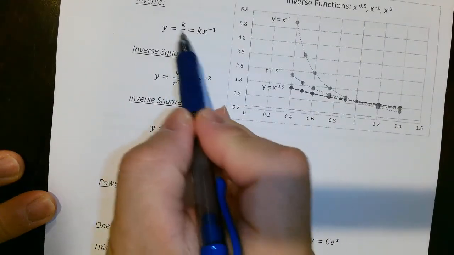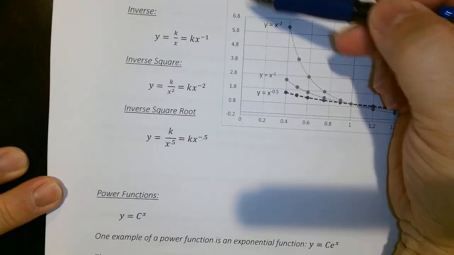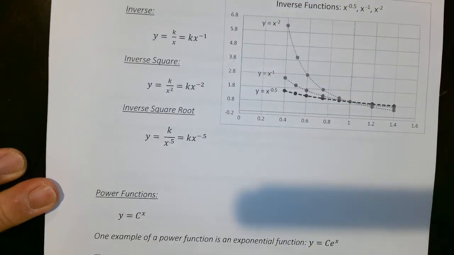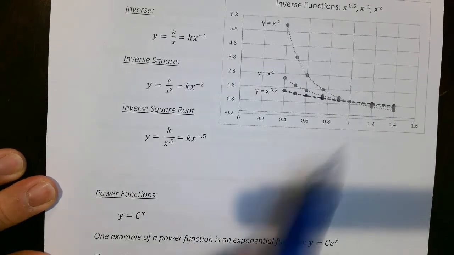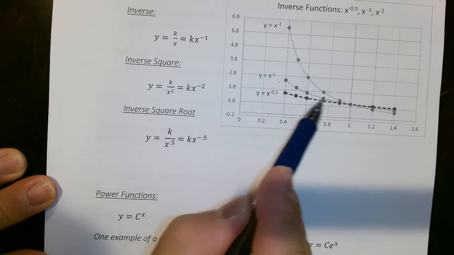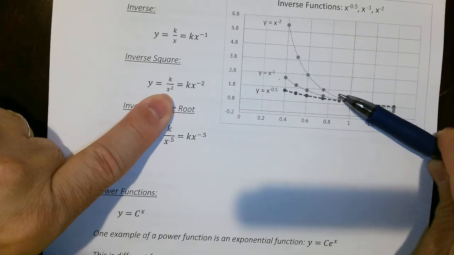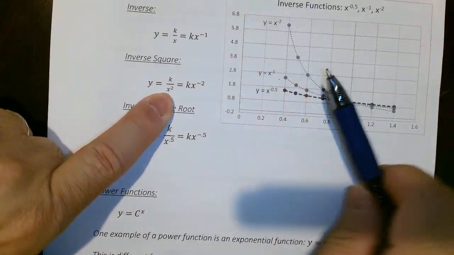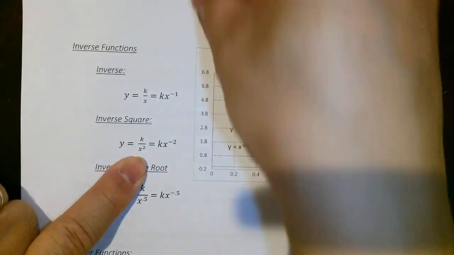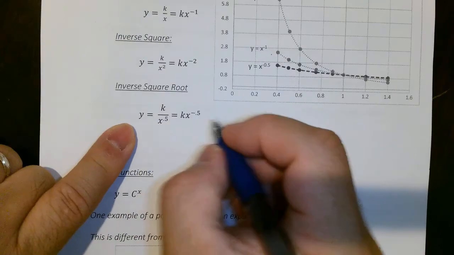So whenever you have a variable in the denominator, you will get a vertical asymptote, okay? In this case, the vertical asymptote is going to be at zero, all right? So here is the inverse function in the first order, and here's the inverse function that is squared, or second order. So for inverse squared, when you have some constant divided by x squared, notice how sharply it turns up towards the asymptote.